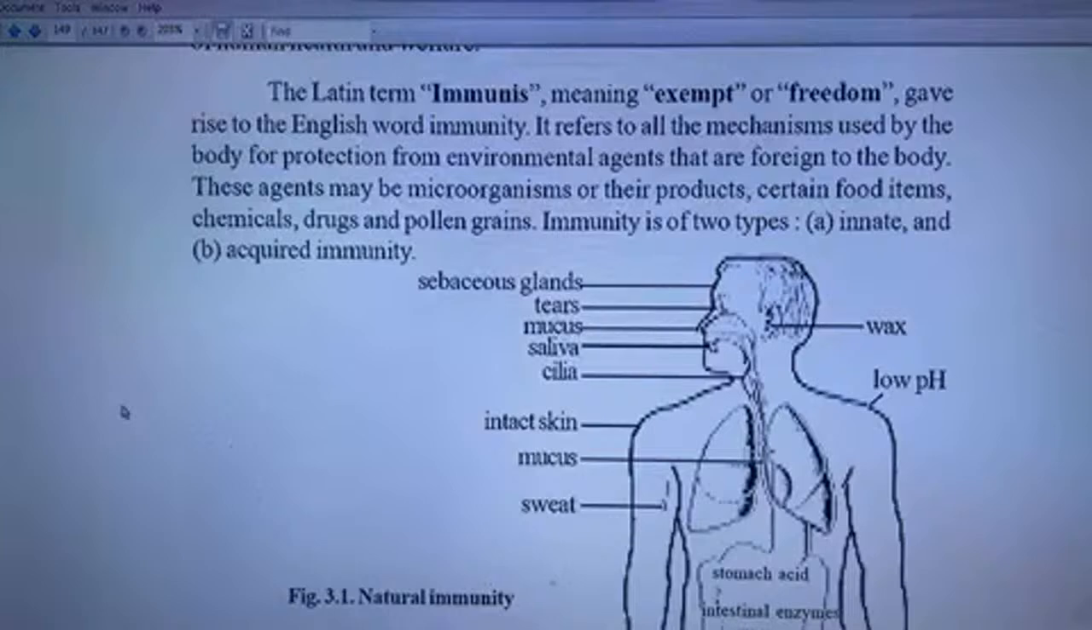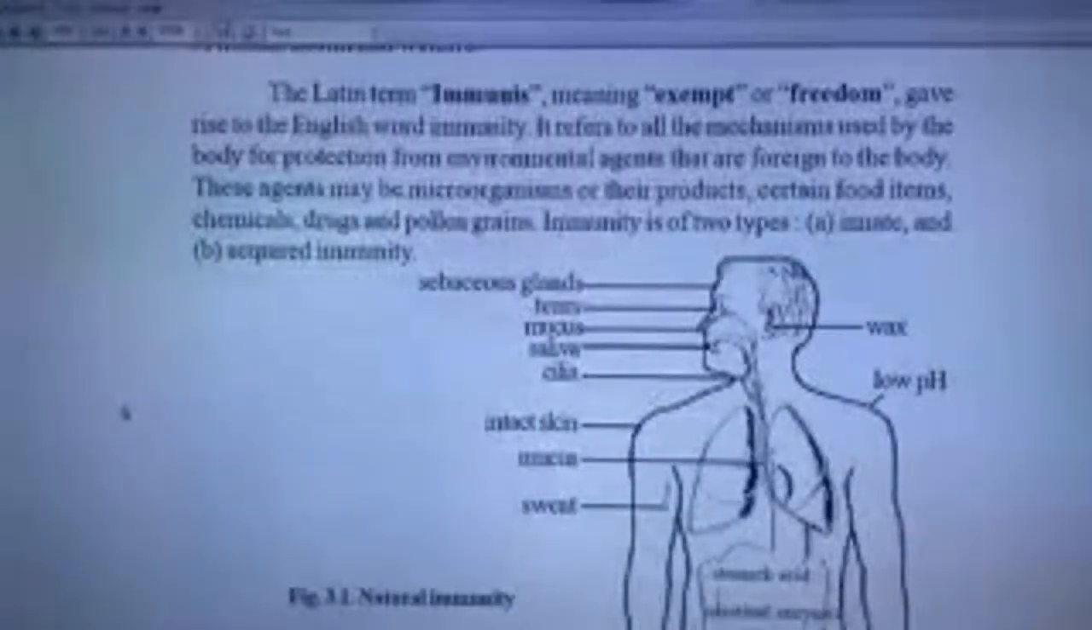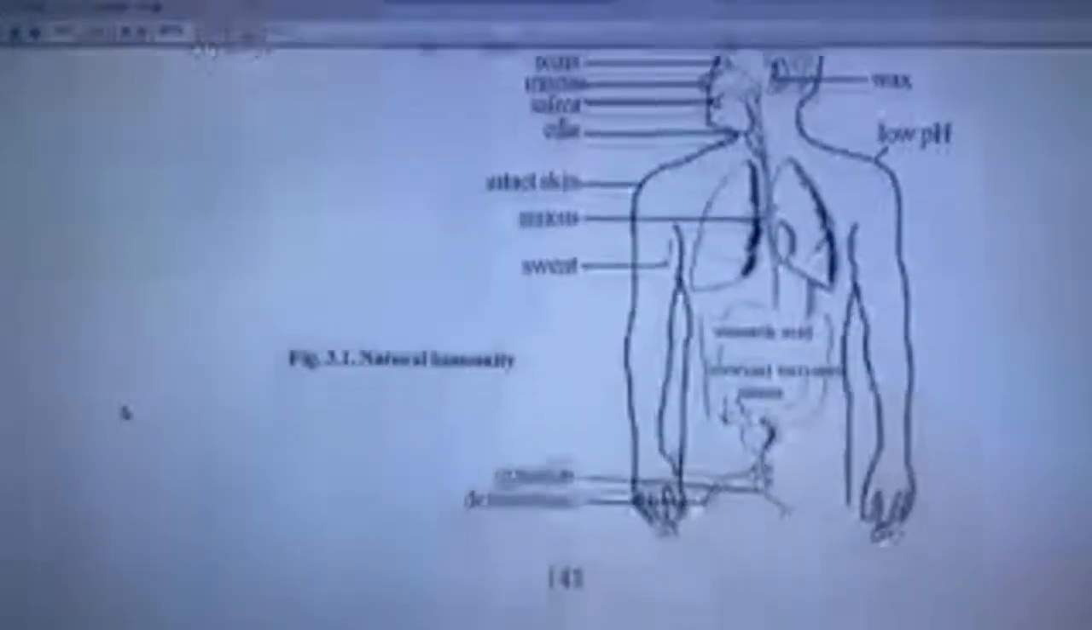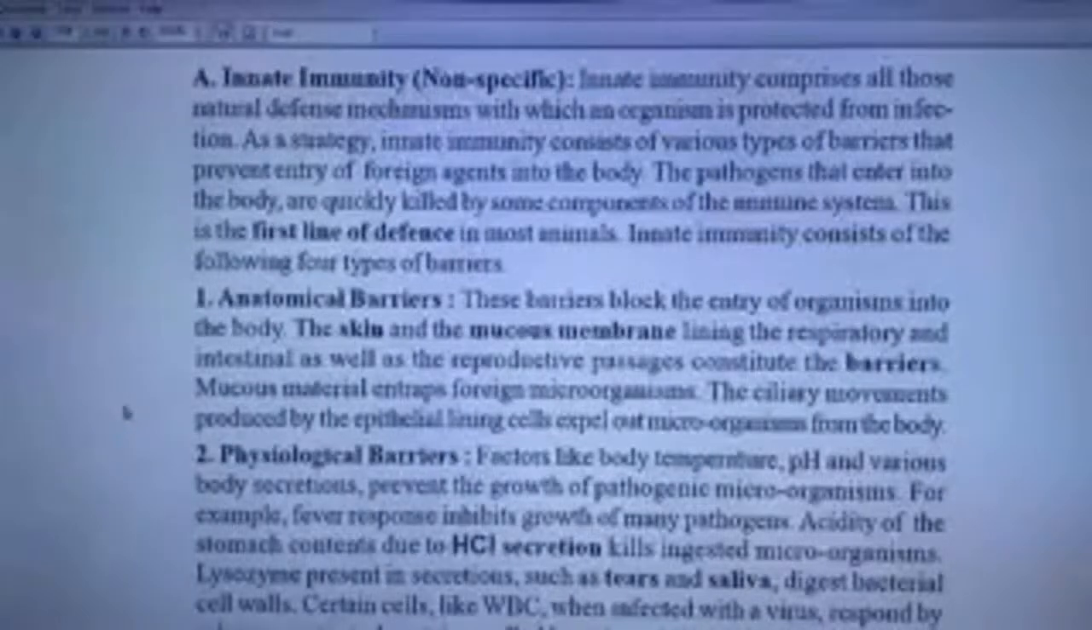Certain food items, chemicals, drugs, and pollen grains can also be such agents. Immunity is of two types: A. Innate immunity, B. Acquired immunity. Innate immunity, non-specific. Innate immunity comprises all those natural defense mechanisms with which an organism is protected from infection.